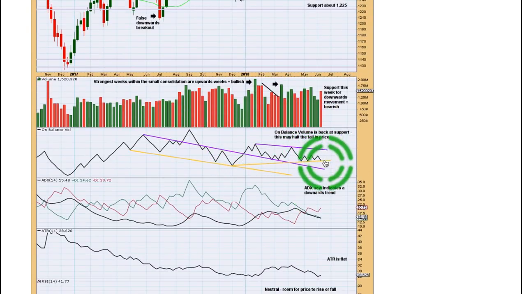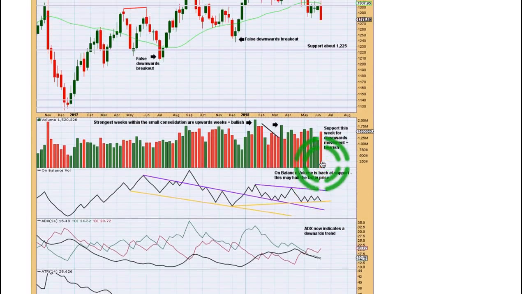On-balance volume is at support after last week, after Friday's downward movement. This trend line has been tested 4 times, has held for quite a reasonable amount of time, and doesn't have too steep a slope. So this offers good technical support. This may assist to halt the fall in price. This supports the main Elliott wave count.